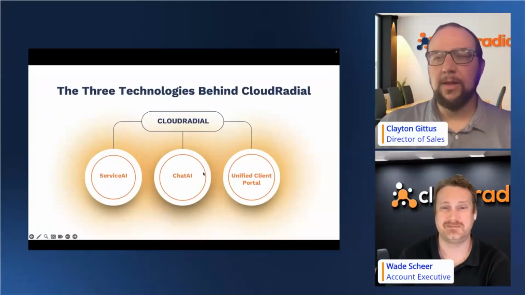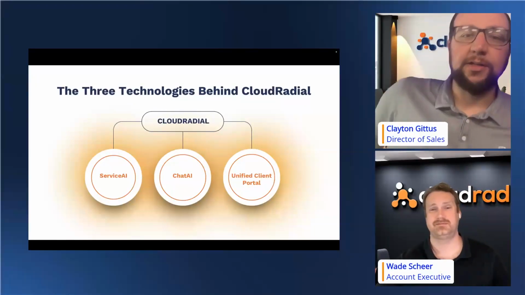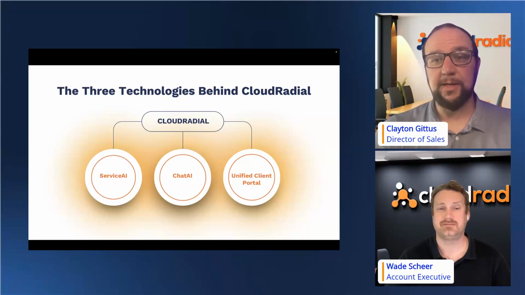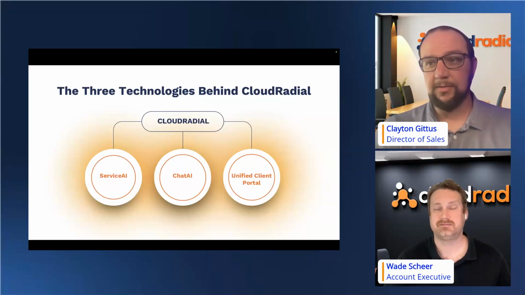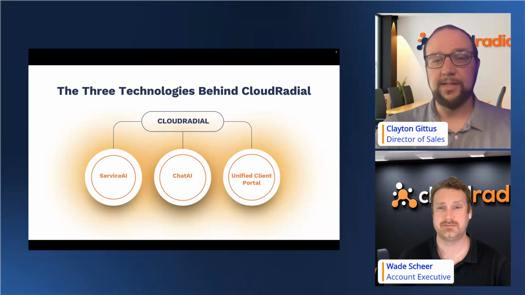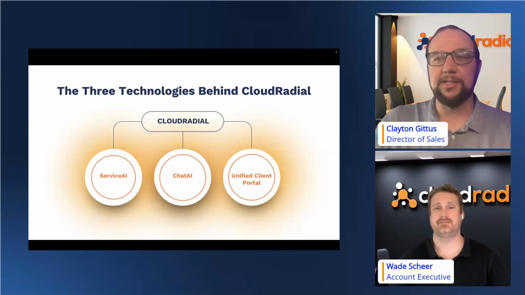All right. So there are 3 key technologies behind the new CloudRadial platform. We've spent some time on the foundational piece, which is that unified client portal, which is really where your clients are going to live every day. And it's where you're going to see all the key communication touch points and where they go for self-service. Now, we're also releasing a newer version of Chat AI, as well as the engine behind it, which is going to be Service AI.